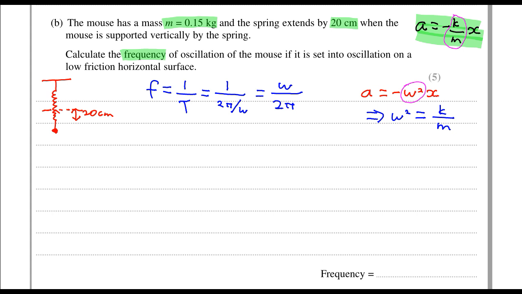Well, that's useful because we have got the omega there, which we can get from this relation. We can say that omega is square root of k over m. And that gives us a way of finding omega. 2 pi is a constant, which means we can find the frequency once we find the value of omega. But how do we find omega? Well, we know the mass, that's fine, that's given, 0.15. Then it's k that we are interested in now.